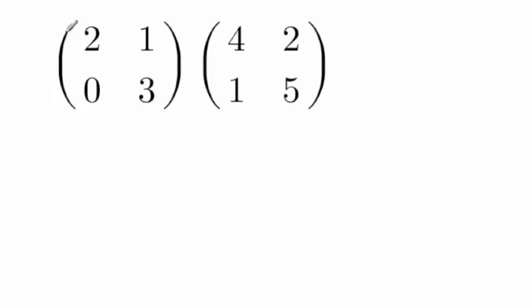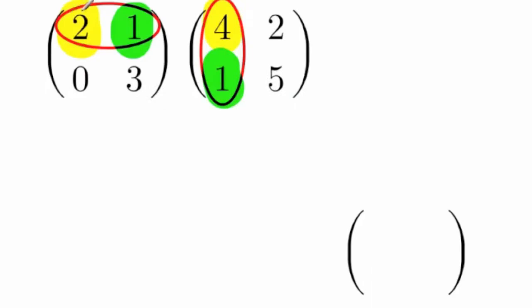So now look at the example. We multiply the first row 2 and 1 by the first column 4 and 1, and we multiply the first row 2 and 1 again by the second column 2 and 5. Then we move on to the second row. We multiply that by the first column and again with the second column. The first multiplication is the first row times the first column. So 2 times 4 is 8, and then 1 times 1 equals 1.